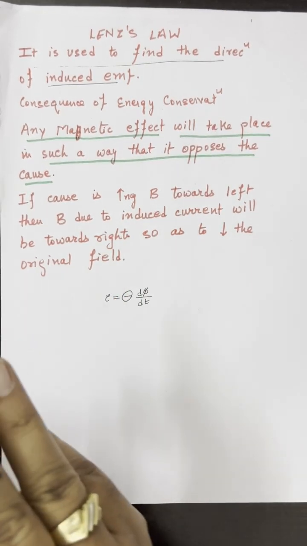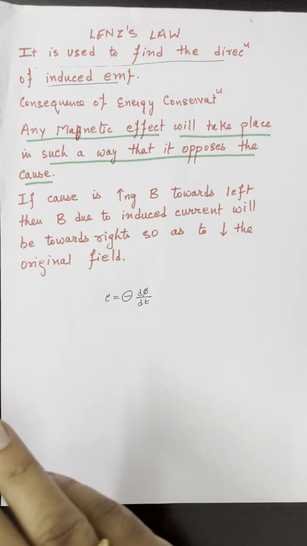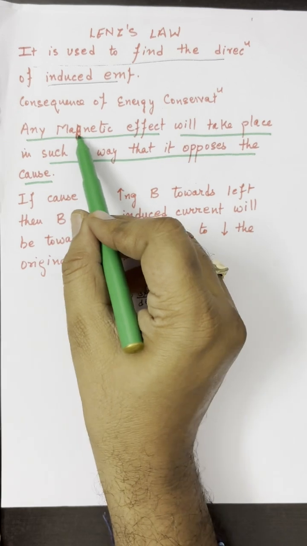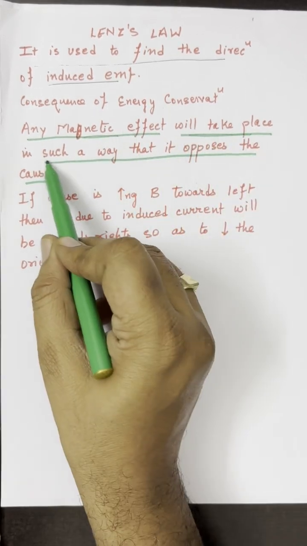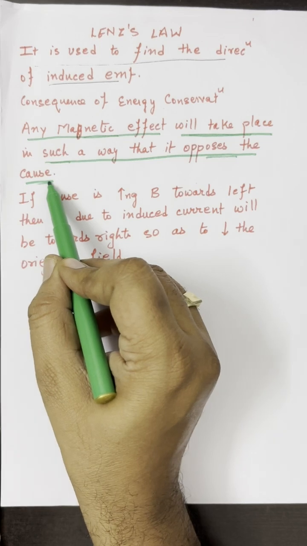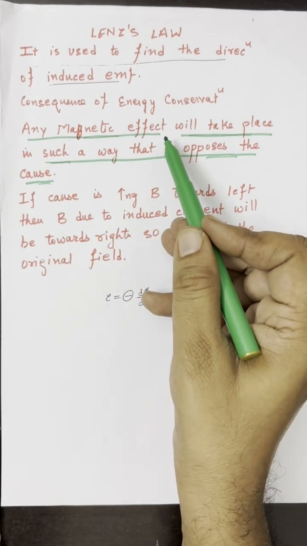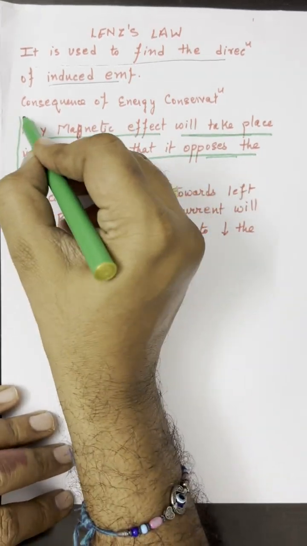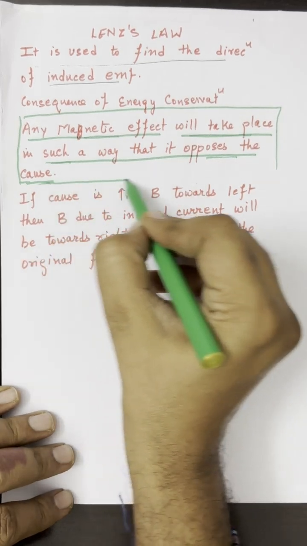Any effect will be because of some cause. Say for example, if the cause is the changing magnetic field, then because of that changing magnetic field, EMF is developed. Because of that EMF, current will be there. So the effect is the time varying magnetic field and the cause is something. So any magnetic effect will take place in such a way that it opposes the cause. Cause will be opposed by the effect. This is the statement of the Lenz law, and this is a very simple and very important statement.